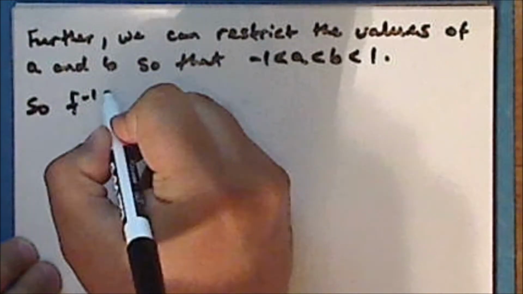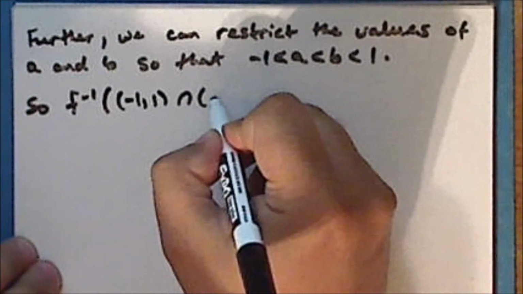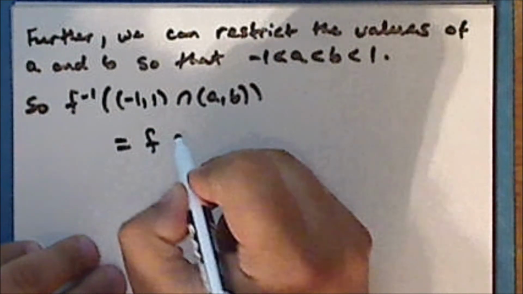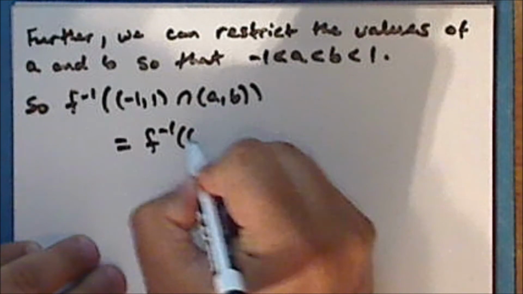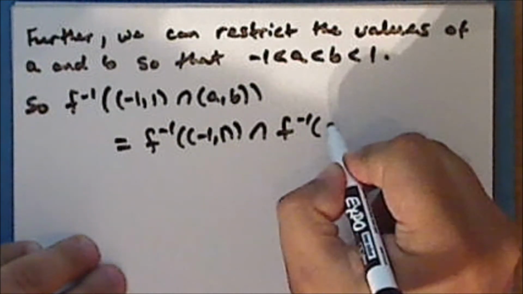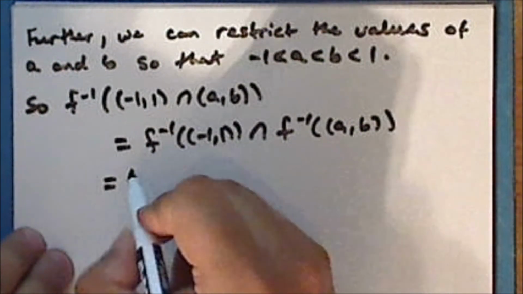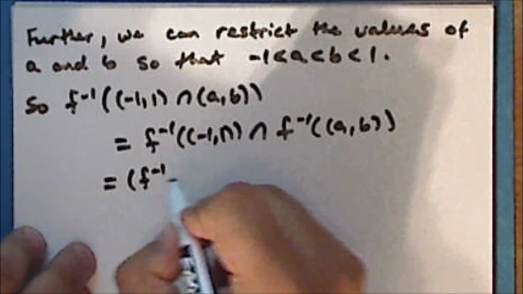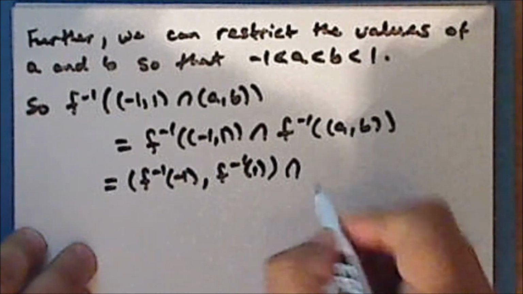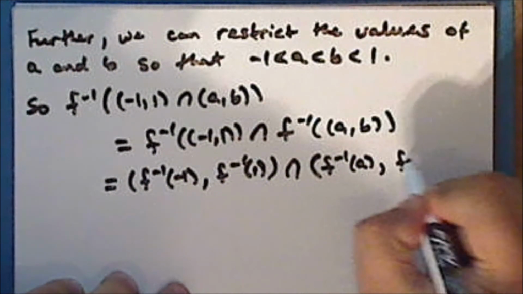And so the inverse image of the intersection of the open interval from negative 1 to 1 with the open interval from A to B is the intersection of the inverse image of the open interval from negative 1 to 1 with the inverse image of the open interval from A to B, which is the open interval with endpoints the inverse of negative 1 and the inverse of 1, intersected with the open interval with endpoints the inverse of A and the inverse of B.